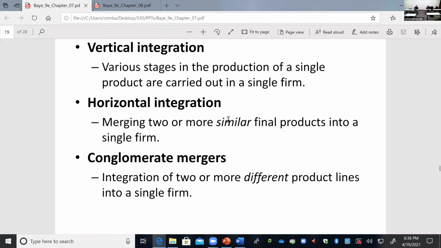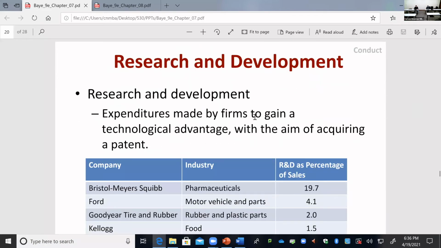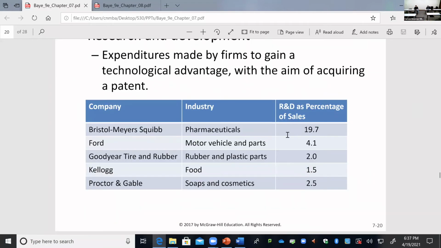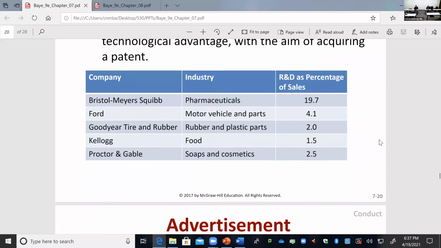Okay, vertical integration is when you put different stages of production together. Horizontal integration is when you pick up different products and put them under a single firm. Now, conglomerate mergers are when you take 2 or more different product lines into a single firm. For example, if Coca-Cola joined water products with their soda products by buying some company, that'd be a conglomerate merger. Okay, research and development, R&D. Now, what are the R&D budgets of certain firms?